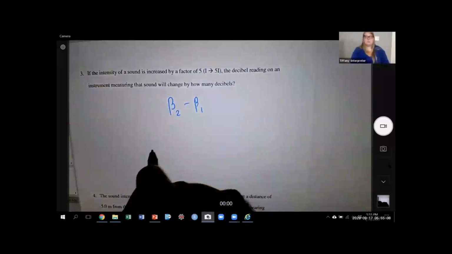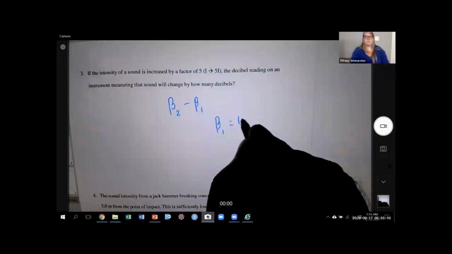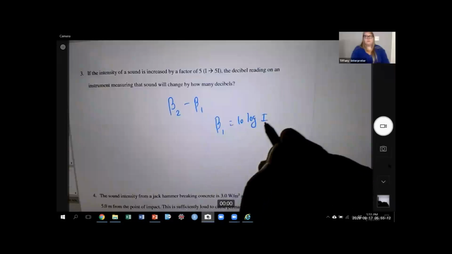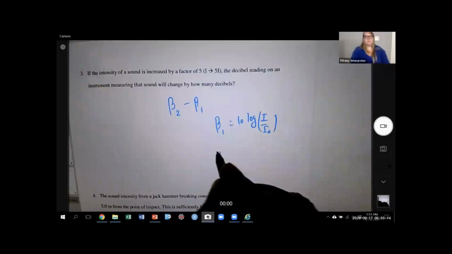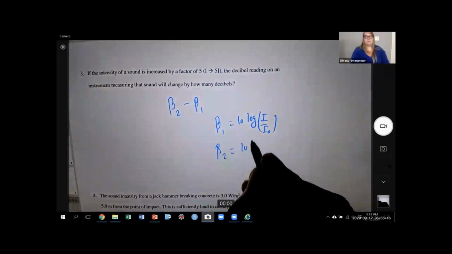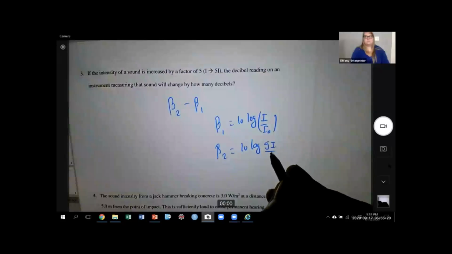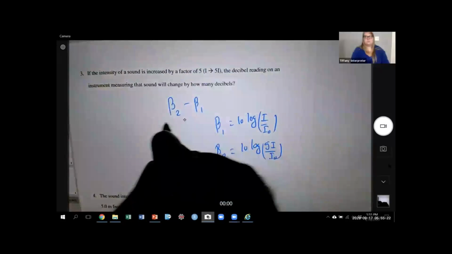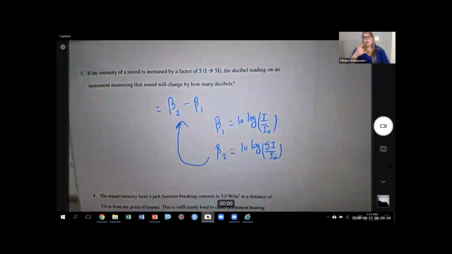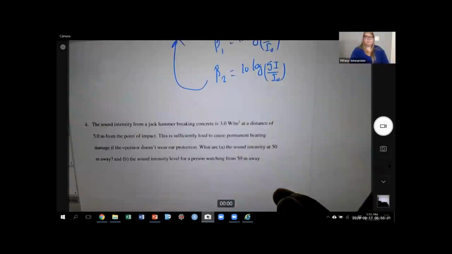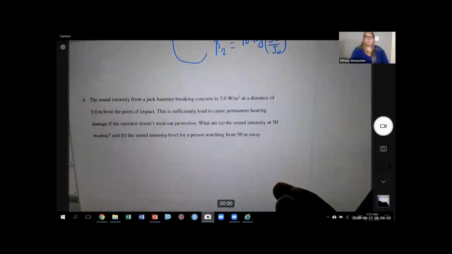Beta 1 is 10 log I over I naught. Beta 2 is now 10 log, since you increase the intensity by 5 times, 5I over I naught. Then just take the difference, do some log algebra, and find that out. It's basically the same. So these are all similar.